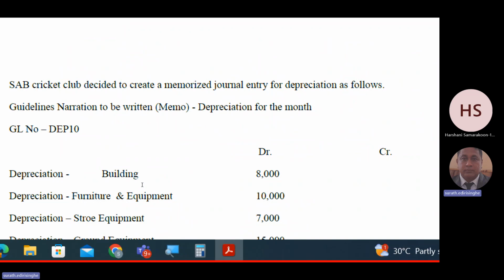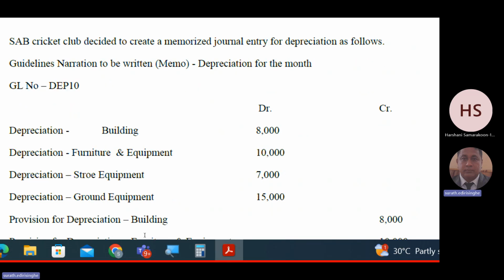SAP Cricket Club decides to create a memorized journal entry. Look at the difference between recurrent expense and memorized journal. This is the journal. Let's assume your company has more than 100, 200 fixed asset accounts. It is difficult to record depreciation monthly, so you have to create the template. Each month, you use this template and record the depreciation. We call it a memorized journal entry. Understood? The memorized journal entry is used mostly for recording asset depreciation.